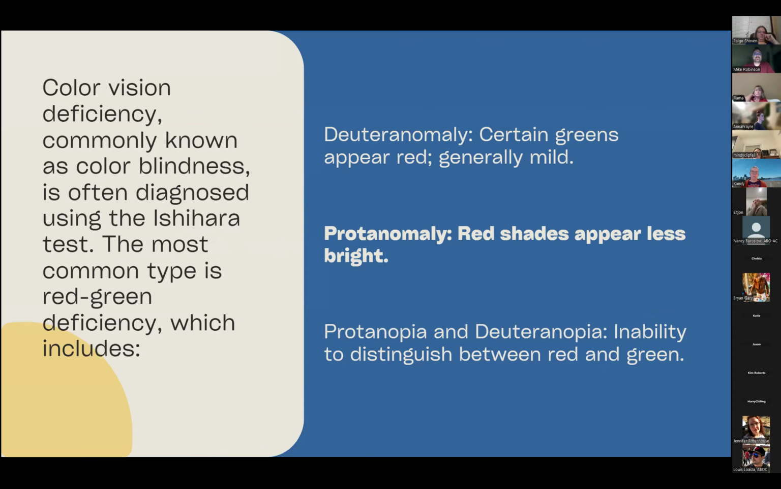Protanomaly: red shades appear less bright. I have that one highlighted because that's the one my son falls under. And protanopia and deuteranopia are the inability to distinguish between red and green, like it looks like the same shade of whatever color they see that's not red or green.